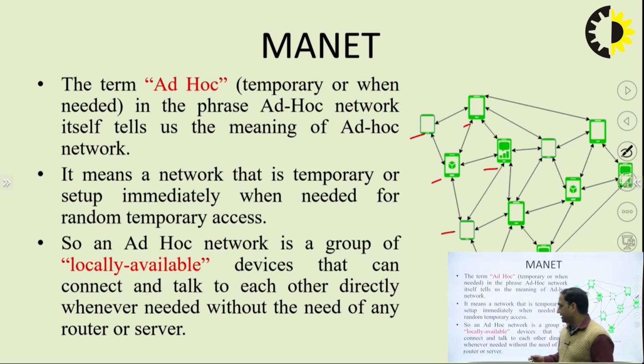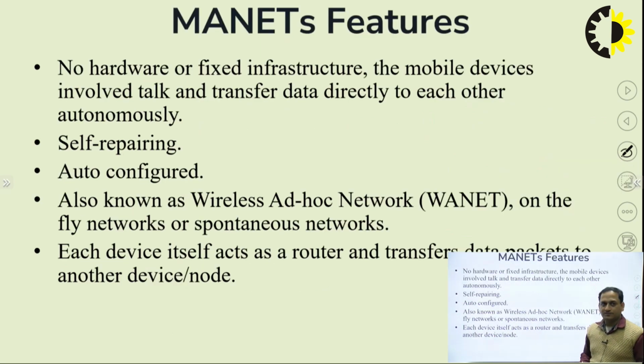An ad hoc network is a group of locally available devices, as I said, devices like mobile phones and sensors which we deploy in wireless sensor networks. These are examples. Any device can communicate with another device at any time, directly, if it is very near to that node. Second, if any device is very far away from that node, intermediate nodes can act as routers between the source and the destination. So this is the basic definition of ad hoc networks.